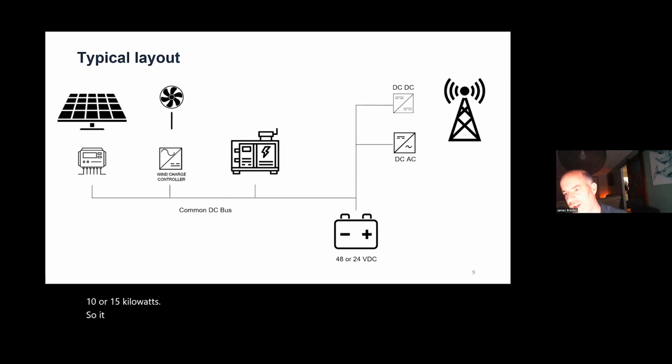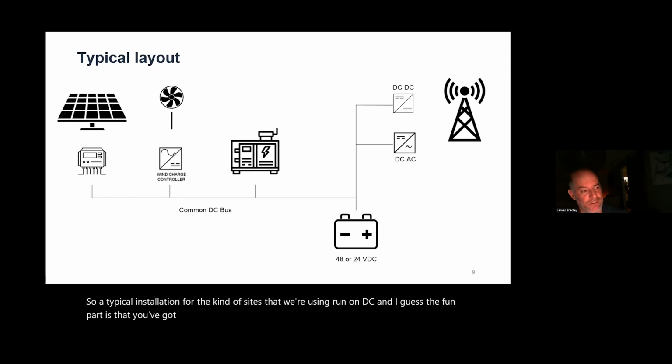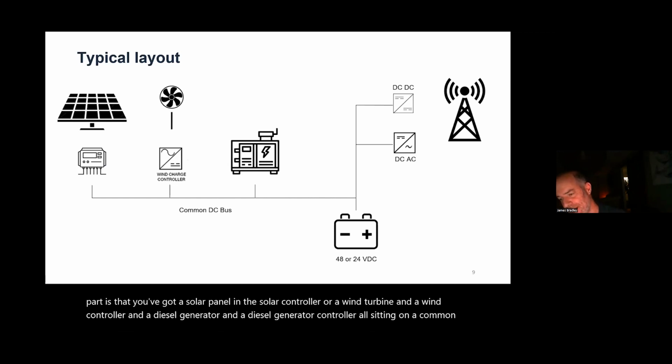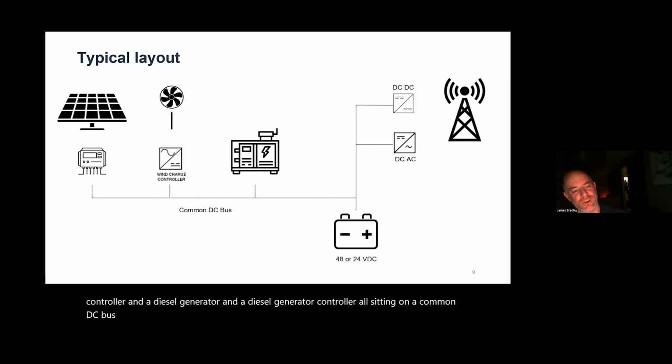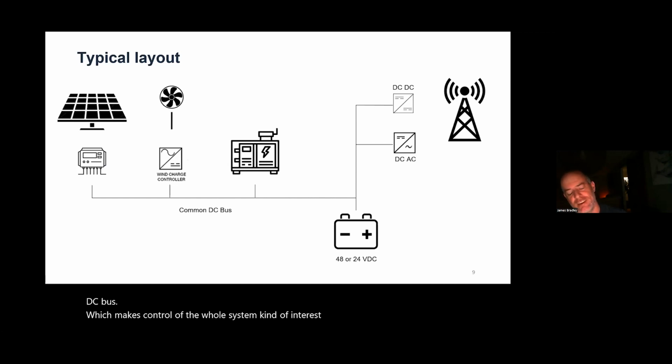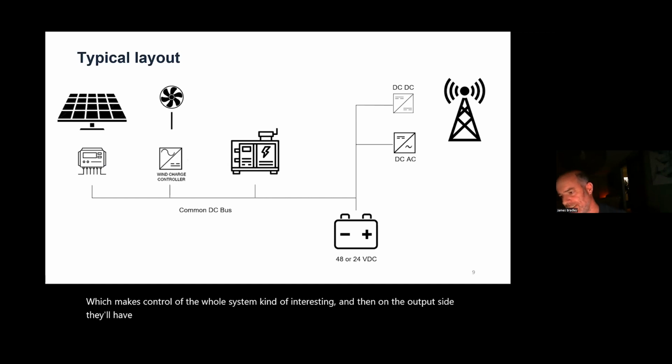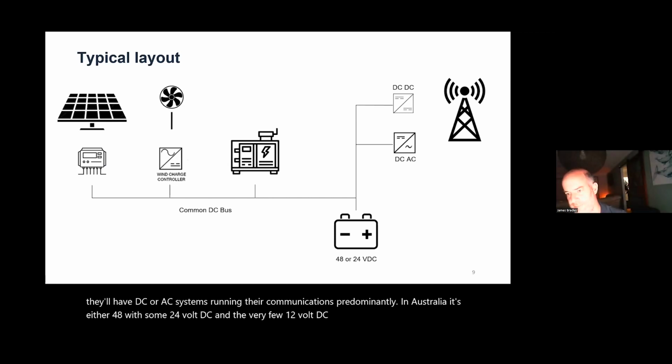So a typical installation for the kind of sites that we're using run on DC. And I guess the fun part is that you've got a solar panel and a solar controller, or a wind turbine and a wind controller, and a diesel generator and a diesel generator controller, all sitting on a common DC bus, which makes control of the whole system kind of interesting. And then on the output side, they'll have DC or AC systems running the communications. Predominantly in Australia, it's either 48 with some 24 volt DC and a very few 12 volt DC, but that's quite rare.